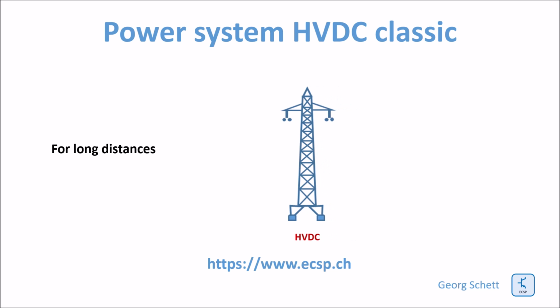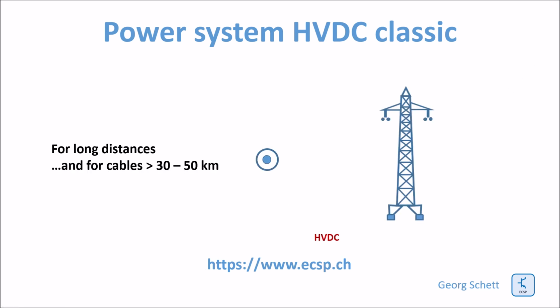HVDC is the best solution for very long transmission distances. I'm talking about normally above 1,000 kilometers. For cable, however, the distance where you can transmit something meaningfully is something between 30 and 50 kilometers.